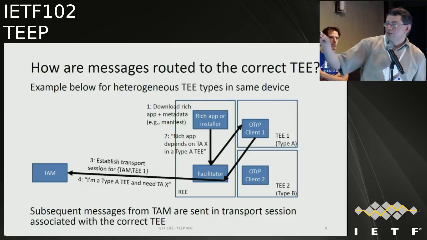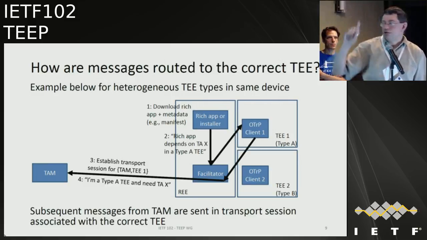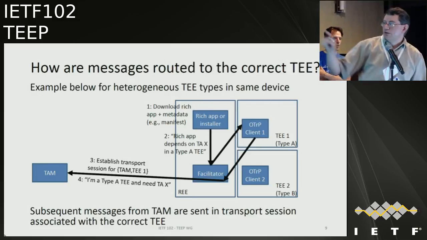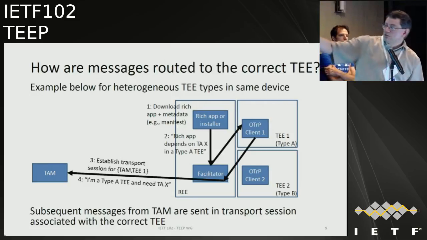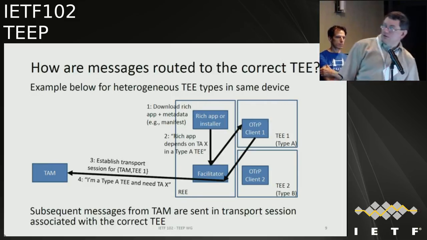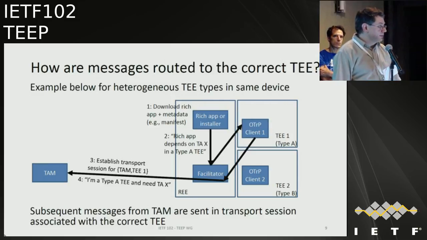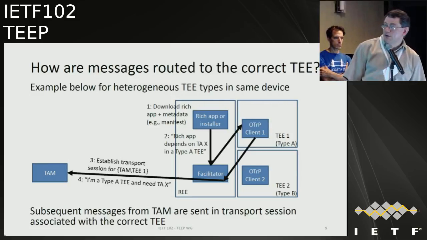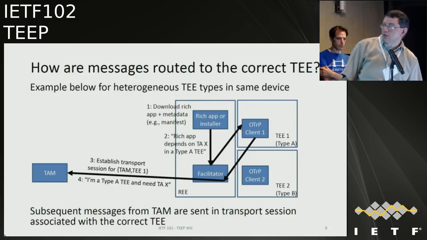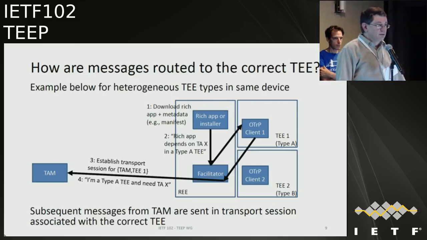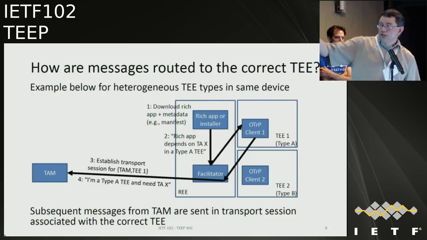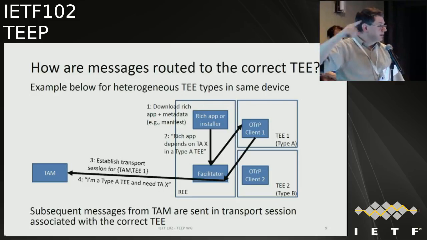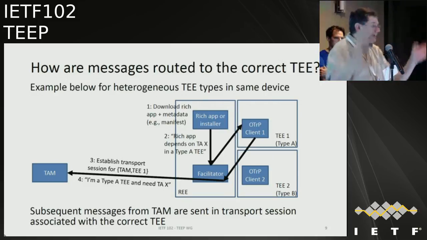So at this point, the box that I'm labeling facilitator, and we'll talk about the terminology later, in this example, protocol independent, knows because the metadata says this requires a type A TEE, and he knows he's running on a box with type A and type B, so he knows which is the correct OTRP client that needs to be the one communicating with that TAM for purposes of finding out whether it can install the TA. So in this case, he knows that it goes to OTRP client 1 because that's the one in type A. That's the routing decision in this example slide. It's done at the time when the first API call is made into the TEE. The outside knows which one it is based on the metadata. That's the proposed answer to the open issue.